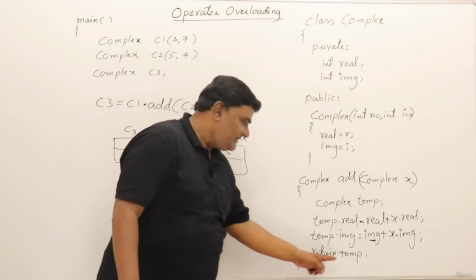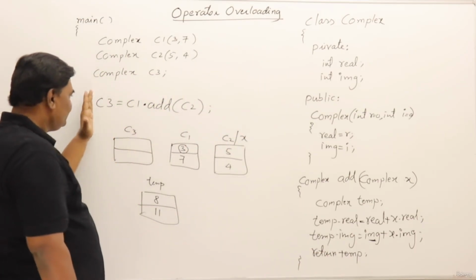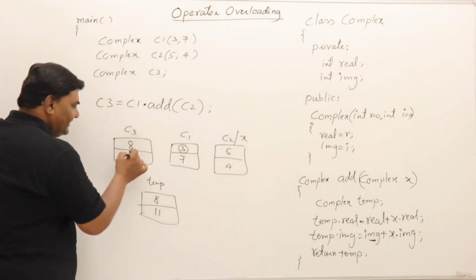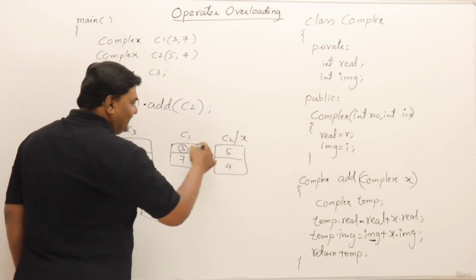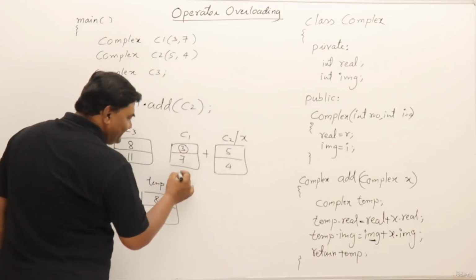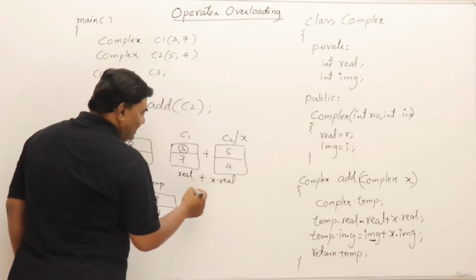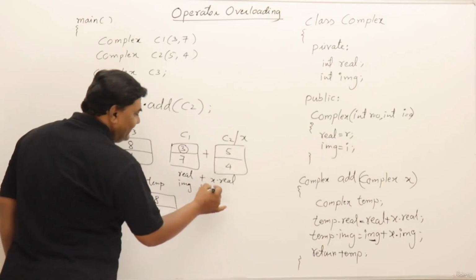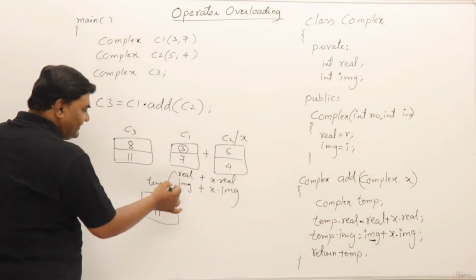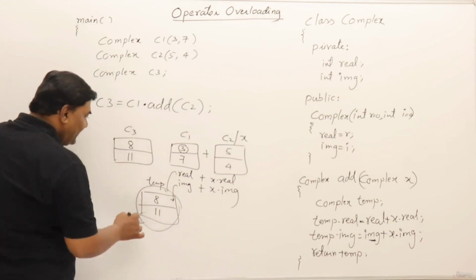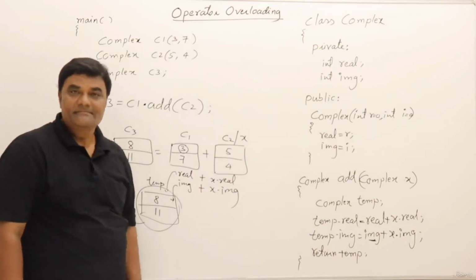Then the last line is return temp. So this object is returned and it is copied in C3. So this becomes 8 and 11. So these two are added. Who is adding this one? C1 is adding these two. So when C1 adds, it says real plus x dot real, right? And imaginary plus x dot imaginary. This is how it is adding, and the result is stored here in temp, and this is returned back and the result is copied in C3.